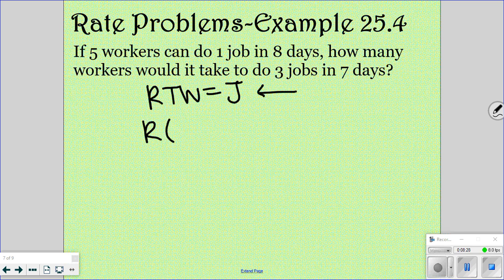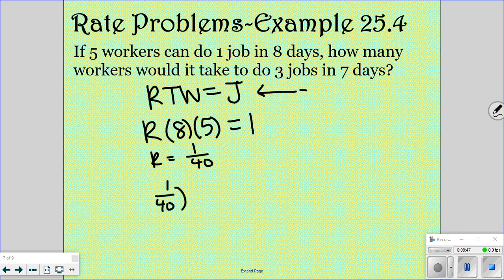So the time they told us was 8 days, the number of workers was 5, and the job that they were doing was 1 job. So our R is going to be 1 over 40. Now we're going to go back to the same formula that we started with. We know that our R is 1 over 40. It says how many workers, so we're going to be solving for the workers here. And it would take to do 3 jobs in a time of 7 days.